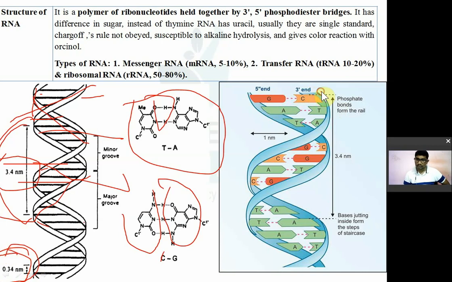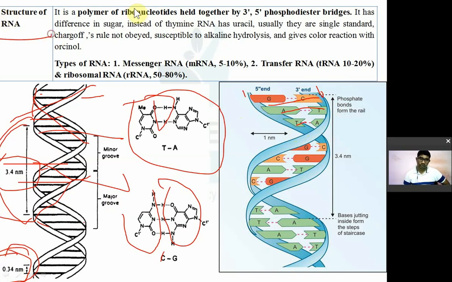This is the 3' end of one polynucleotide chain, and this is the 5' end of the other polynucleotide chain. Guanine will form a bond with cytosine, and adenine will form a hydrogen bond with thymine, like that. This is the structure of your double helical DNA.